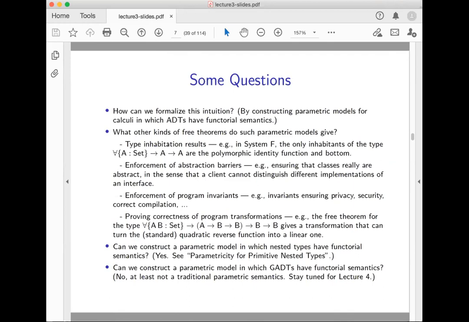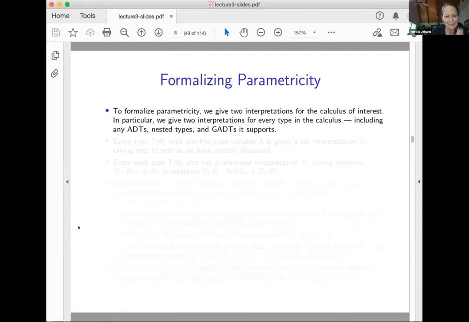Okay. All right. So I had some questions, but you had more. So how do you formalize parametricity? I've talked about it in an informal way, but how do you make this stuff formal? How would you actually construct a parametric model that you could use to derive the kinds of results that we were just talking about on the previous slide?